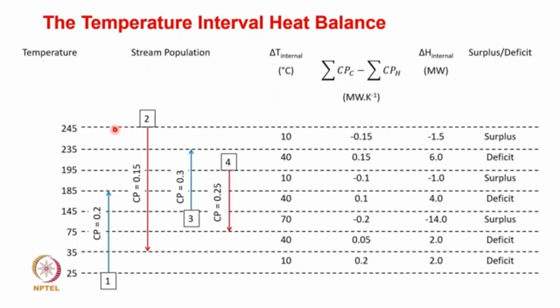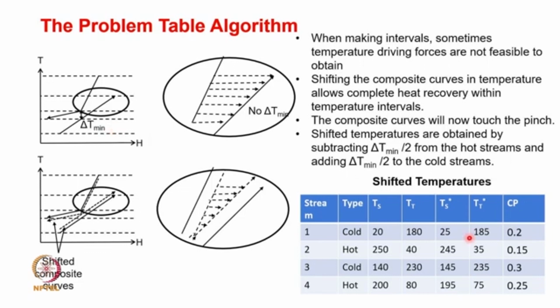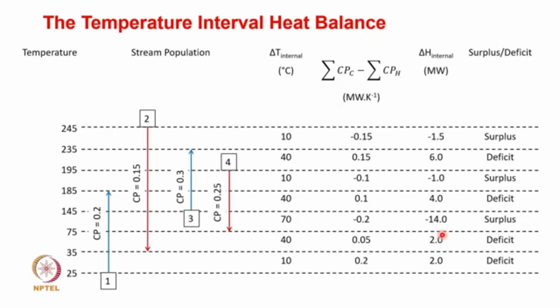Now, what is the next step in the problem table algorithm? We have to make a table, and the table should contain all the temperatures of the shifted coordinates. It should contain 25, 35, 75, and others. So let's go back and see that. You have here 25, 35, 75, 145, 185, 195, 235, and 245. These are the temperatures that you will capture in the problem table.